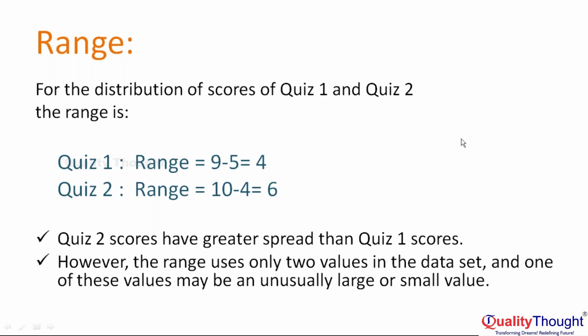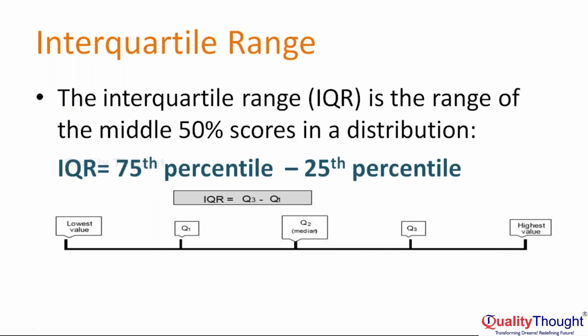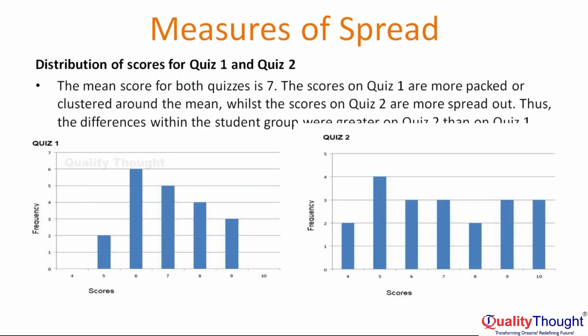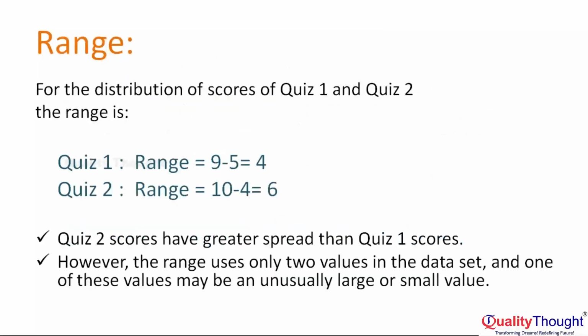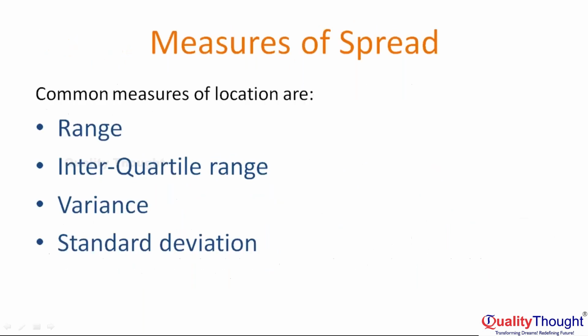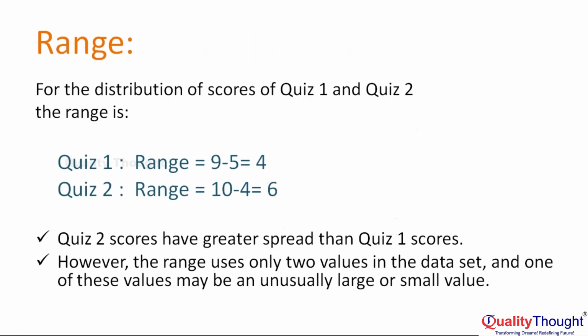Now let us understand the interquartile range. Guys, this is a little bit tricky. Please concentrate here. The interquartile range is the range of the middle 50% of scores in a distribution. Now take a look at this one. This is the lowest value. What is the lowest value here? Sorry, here, what is the lowest value? 5. Right or wrong? Here, what is the highest value? 9.